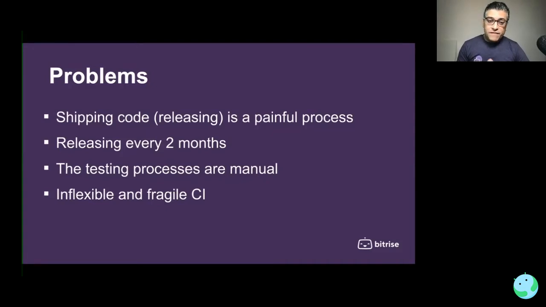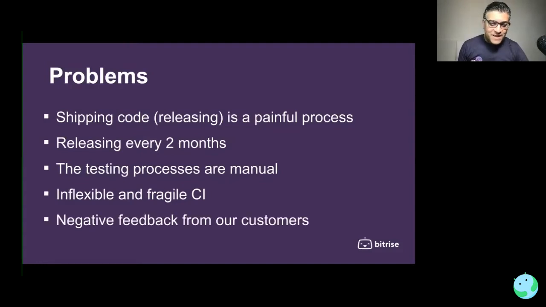And we have an inflexible and fragile CI, or continuous integration, server. We have almost a dedicated CI server on our local or dedicated machines. Sometimes it's inflexible, fragile. We have a problem in the configuration. So this also affects us in releasing after 2 months.